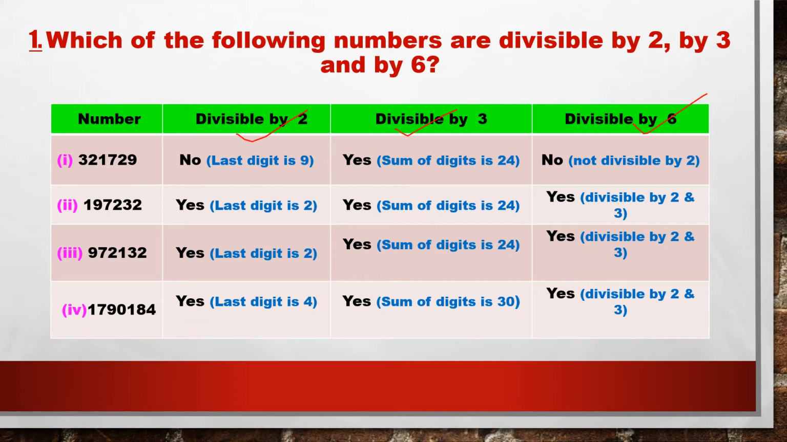Last digit is 4 here, so it is yes for this. When you add all these digits, you will get 30. 30 is divisible by 3, so it will be divisible by 3 also. So as it is divisible by both 2 and 3, it is divisible by 6 also. Understood? So let us go to the next problem.